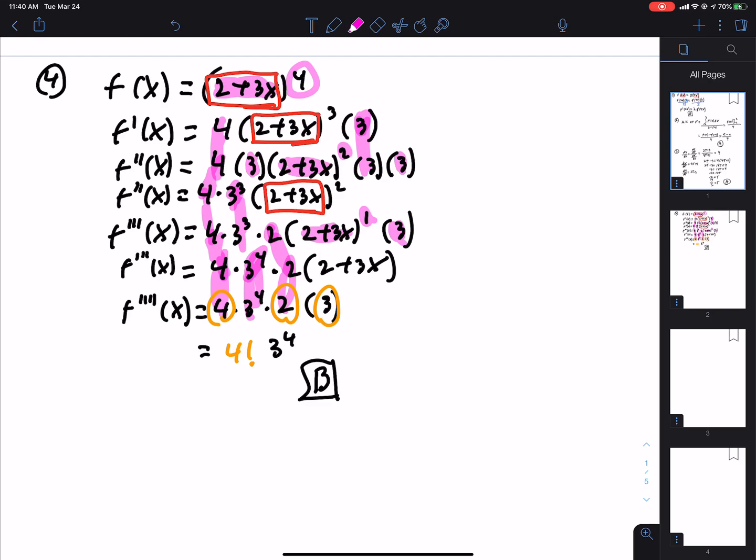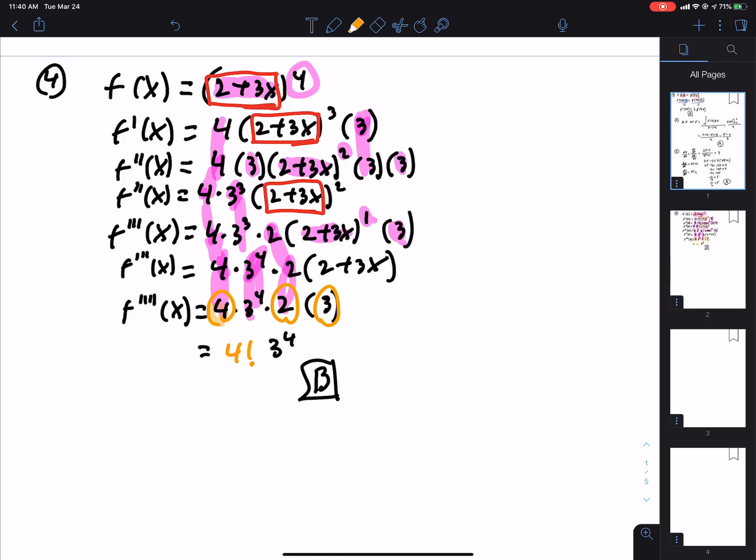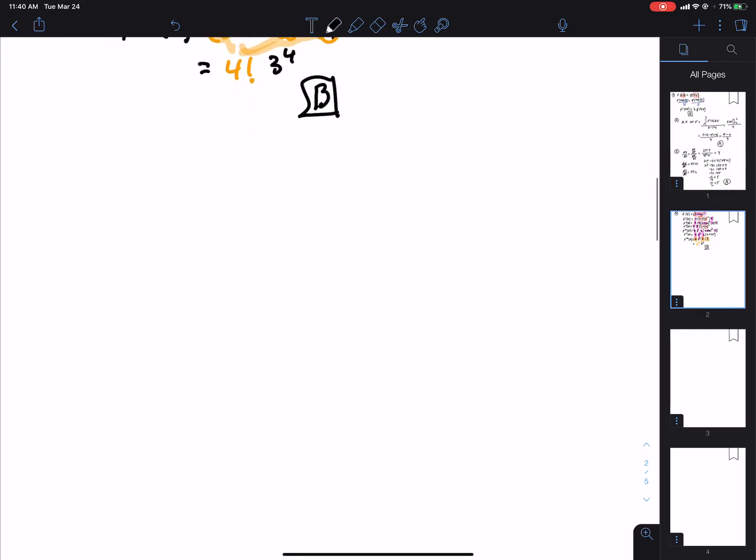But if you look at all the answers, they are in the form of a 4 factorial and something else. So we're going to get a 4 factorial. If you look at the yellow goldish boxes, the 4, the 2, and the 3 combine to get 4 factorial, and we're left with 3 to the 4th, which is the answer B. All right, let's go to number 5.